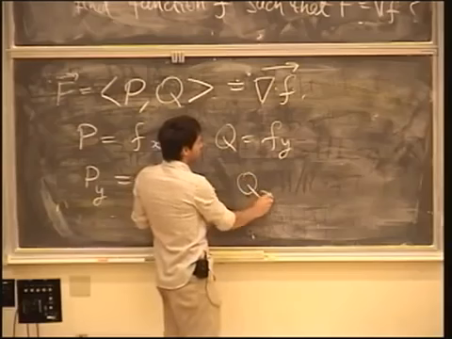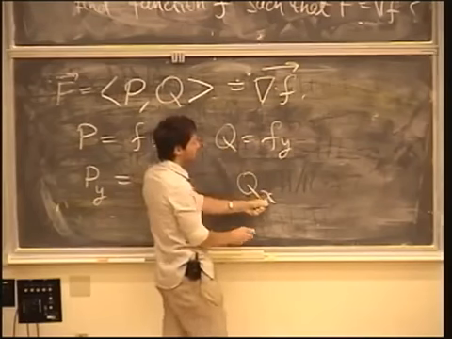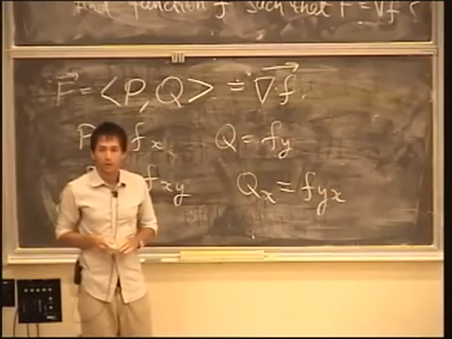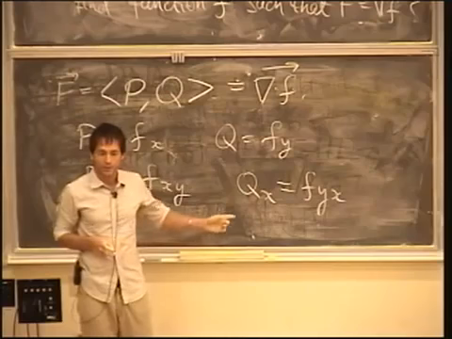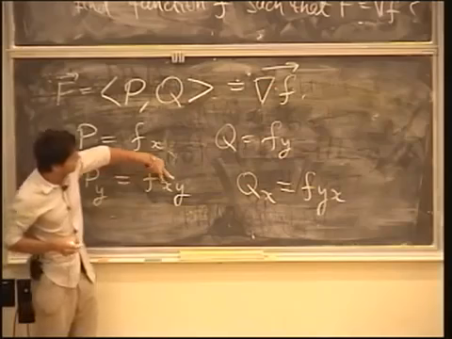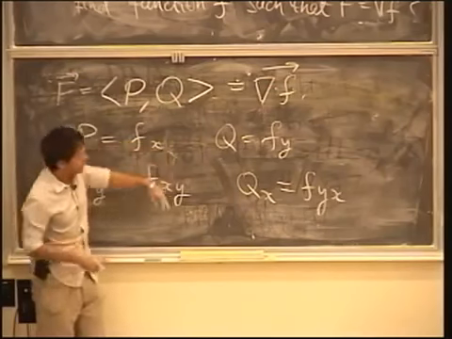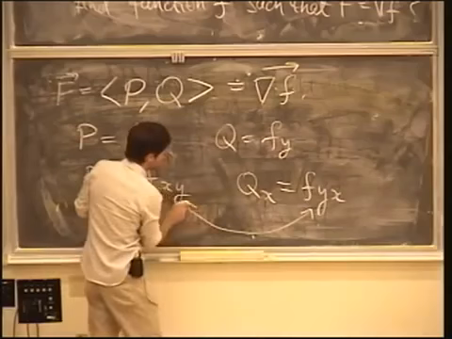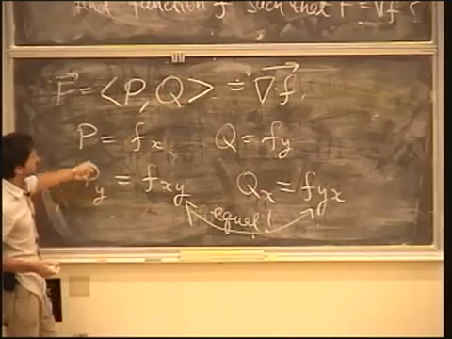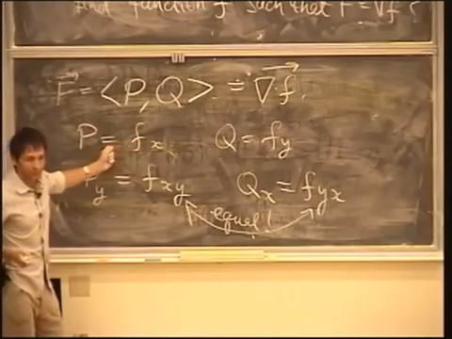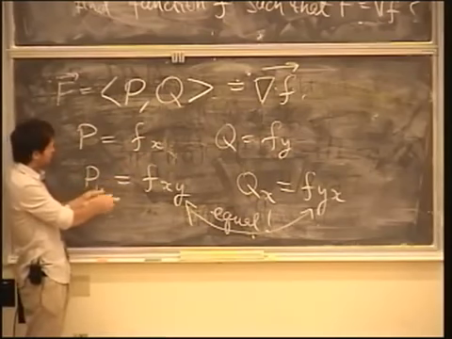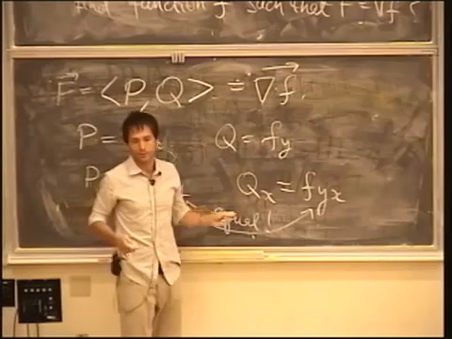On the other hand, I can take q sub x. That's the partial derivative of q with respect to x. And that's f_yx. Right? So now remember our good friend Clairaut told us that if you have a function which has continuous first partial derivatives, then it doesn't matter in which order you take second partial derivatives. These two things are actually equal to each other. So what does it mean? It means that if your vector field is conservative, this property will necessarily have to hold. In other words, p sub y will have to be equal to q sub x.